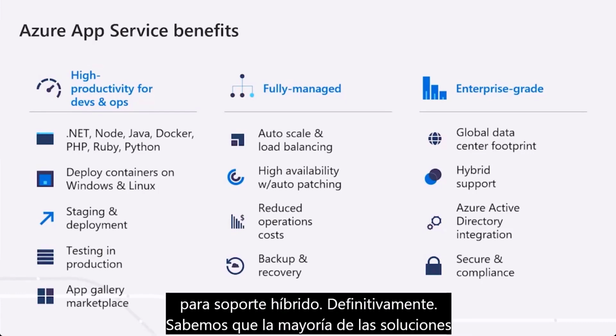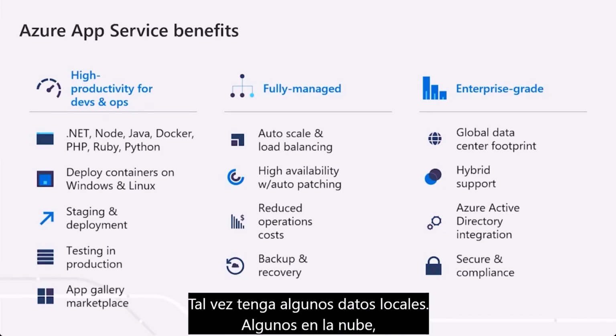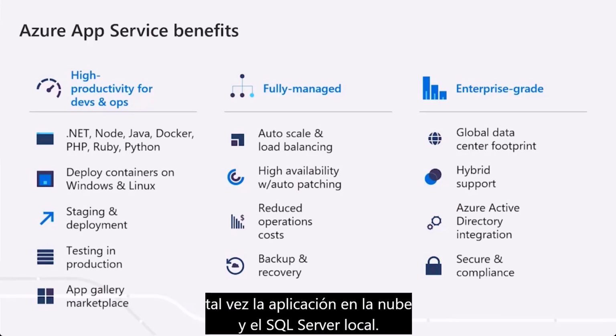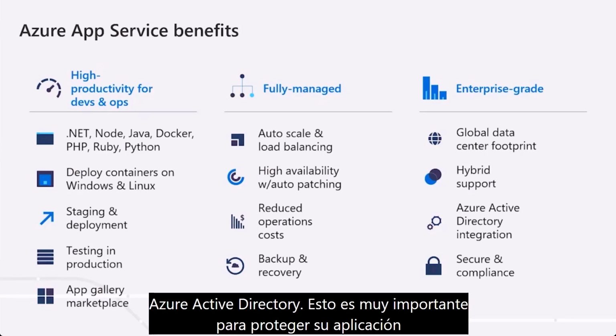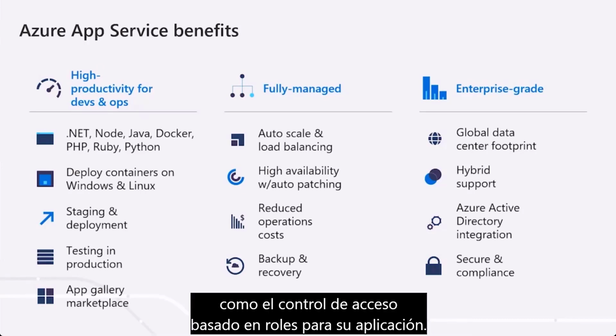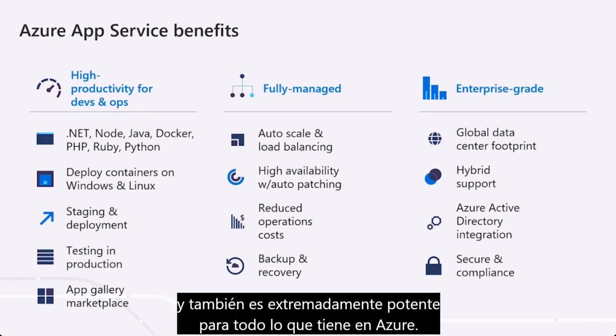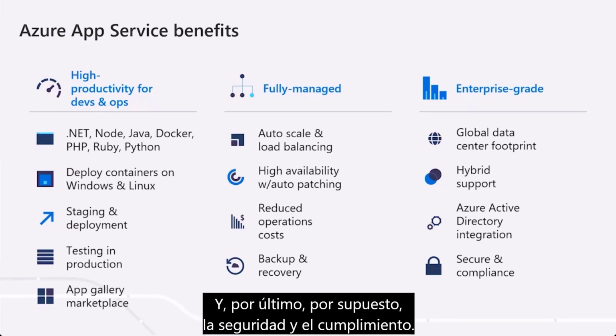Hybrid support, definitely we know that most of the solutions that our customers are using are hybrid in a way, where maybe you have some data on premise, some in the cloud, maybe the application in the cloud and the SQL Server on premise. Azure Active Directory, all right, this is very important to secure your application and to have something like role-based access control for your app. This is super easy to do with Azure Active Directory and also extremely powerful for everything you have on Azure. And finally, of course, security and compliance.